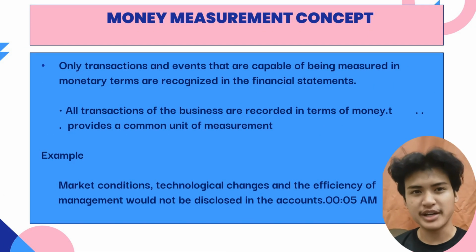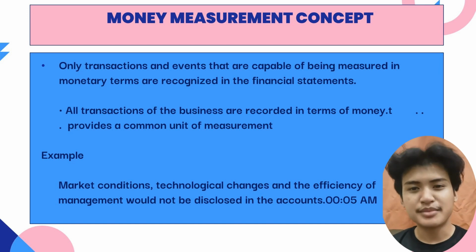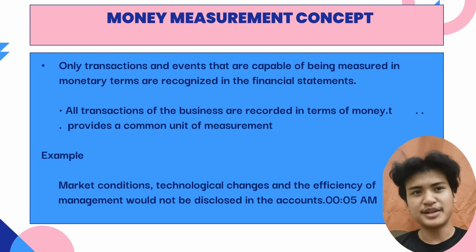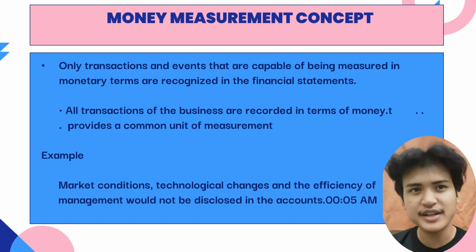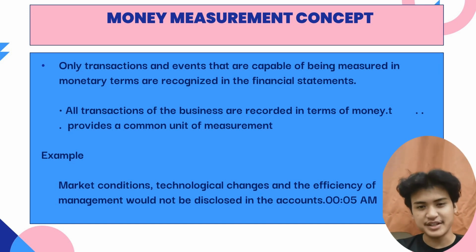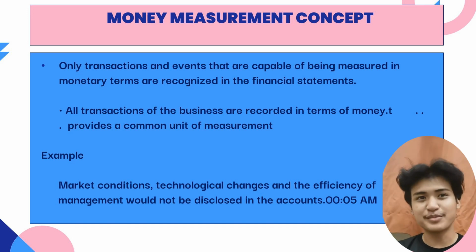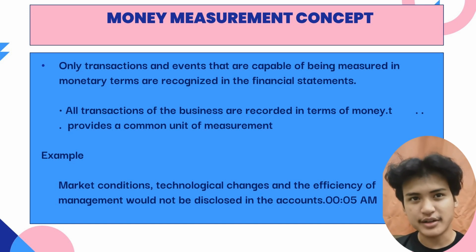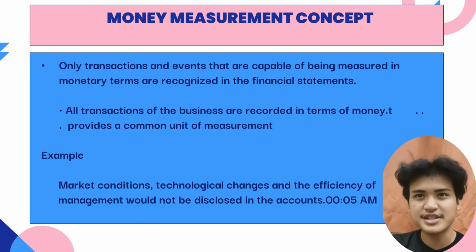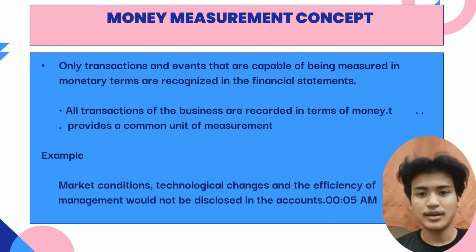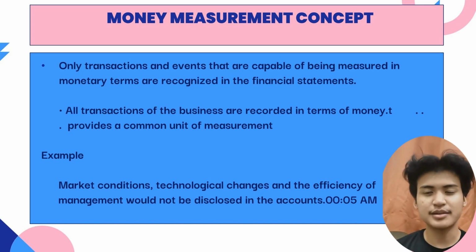I want to talk about the money measurement concept. The meaning is that only transactions and events that are capable of being measured in monetary terms are recognized in the financial statements. All transactions of the business are recorded in terms of money. It provides a common unit of measurement. For example, market conditions, technological changes, and the efficiency of management will not be disclosed in the accounts. So I pass the business entity concept to Aniq.